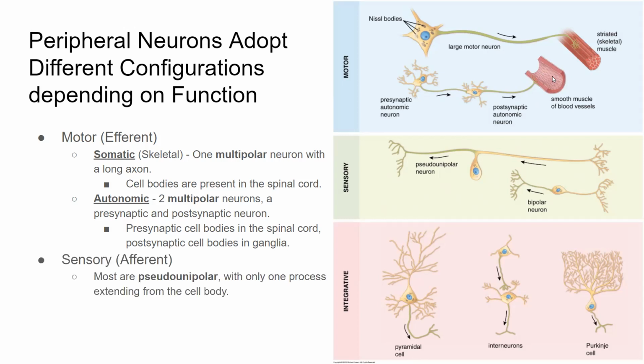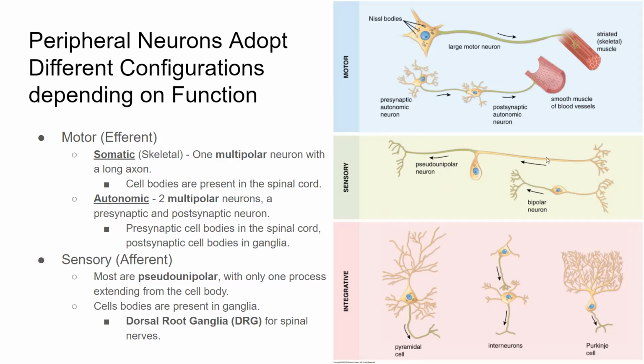Next, we have the sensory neurons. Those are carrying information back toward the spinal cord. Most of these are either pseudo-unipolar or bipolar. Once again, their cell body is going to be present in a ganglion, because this goes over to the spinal cord, so their cell bodies will be outside the spinal cord. So both the autonomics and the sensory neurons will have ganglia. Very important.